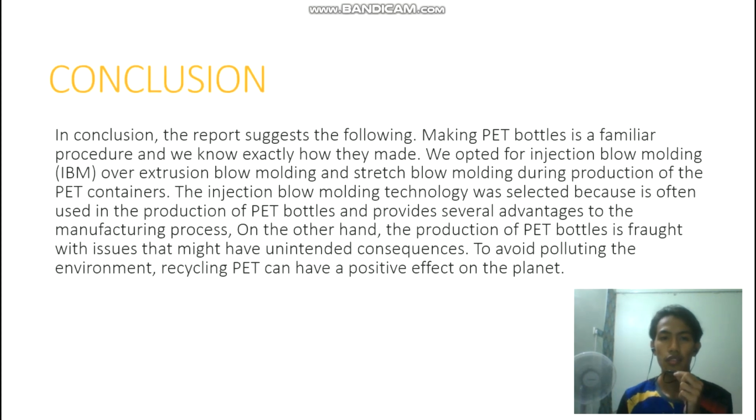And now the conclusion. In conclusion, the report suggests the following. Making PET bottles is a familiar procedure and we know exactly how they are made. We opted for injection blow molding over extrusion blow molding and stretch blow molding during production of the PET containers. Injection blow molding was selected because it is often used in the production of PET bottles and provides several advantages to the manufacturing process.